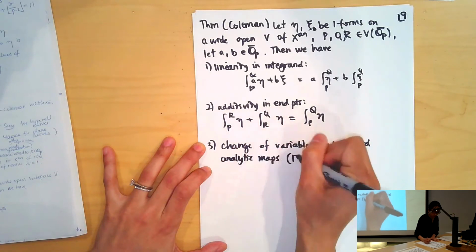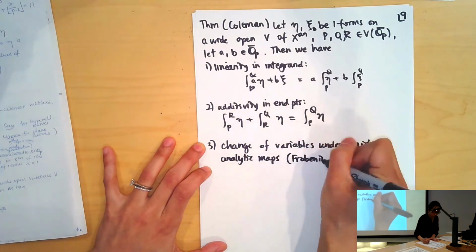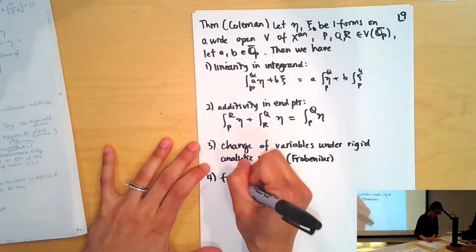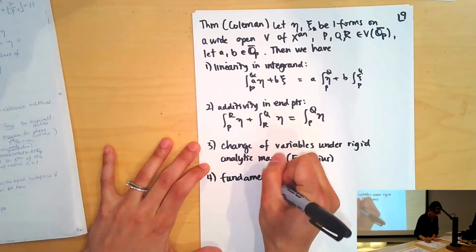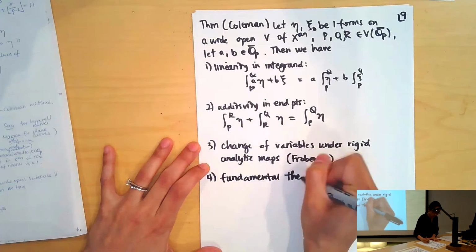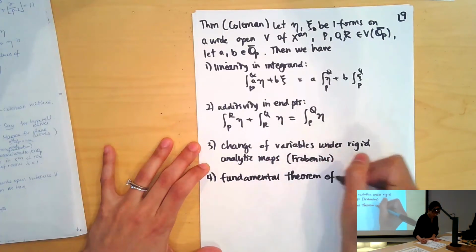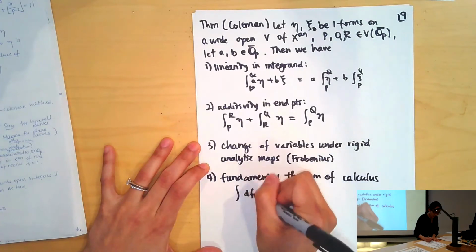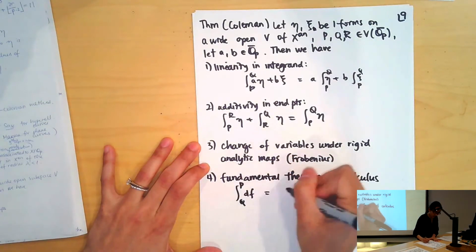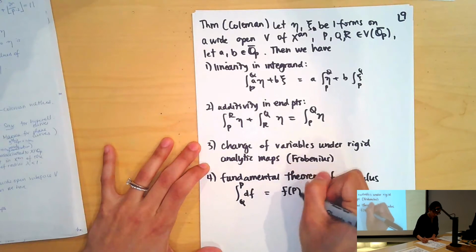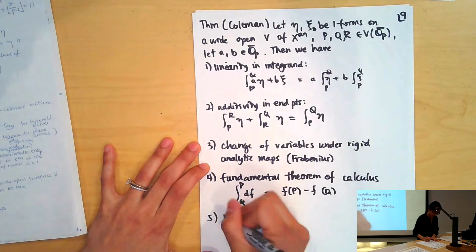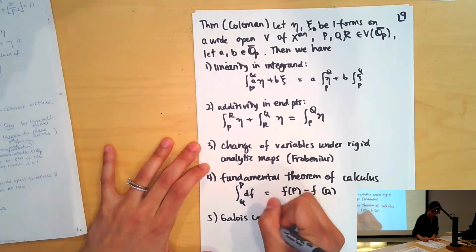So in particular, we'll apply this in the case of Frobenius. The fundamental theorem of calculus: if I have some df from P to Q, this is f of Q minus f of P. And I also have Galois compatibility.